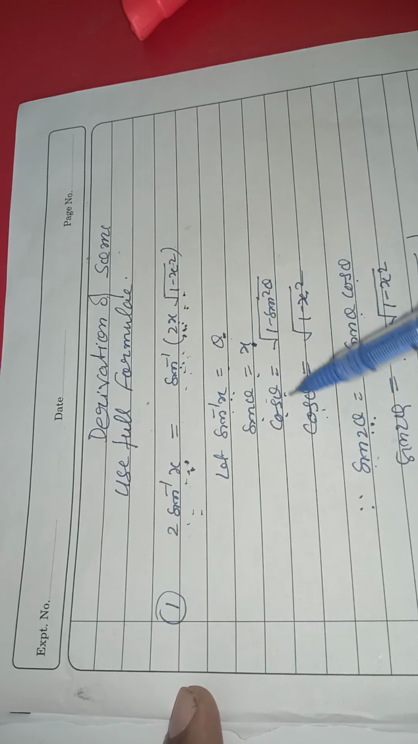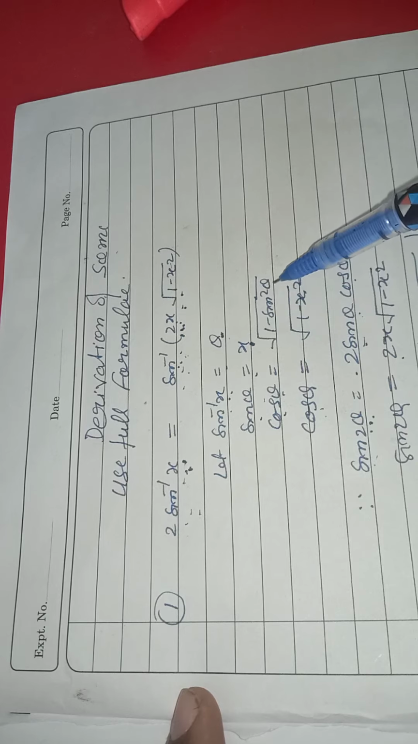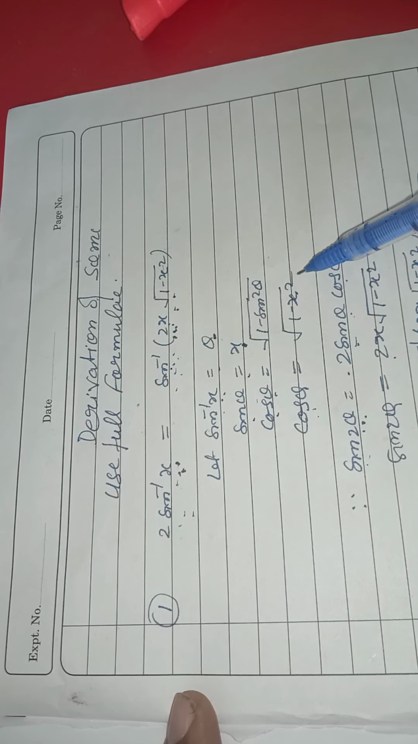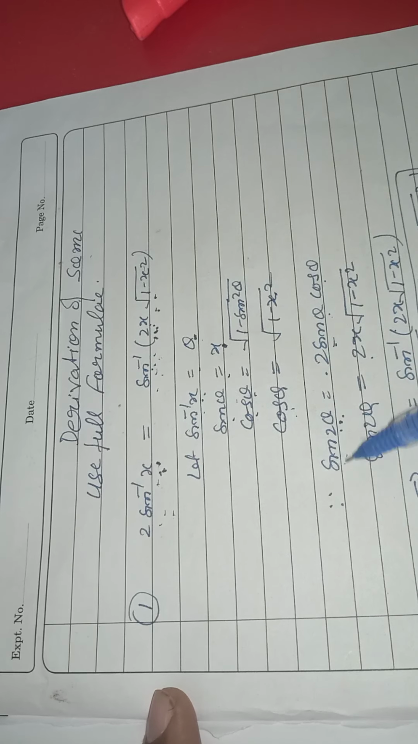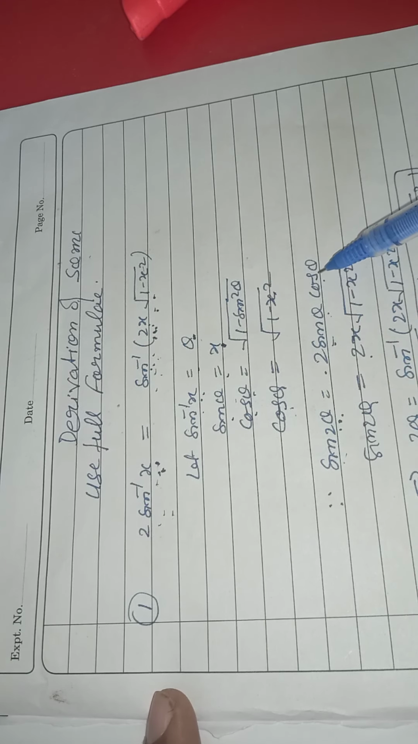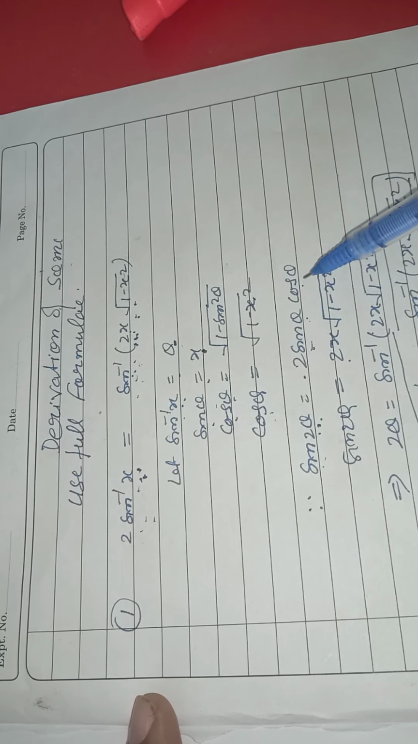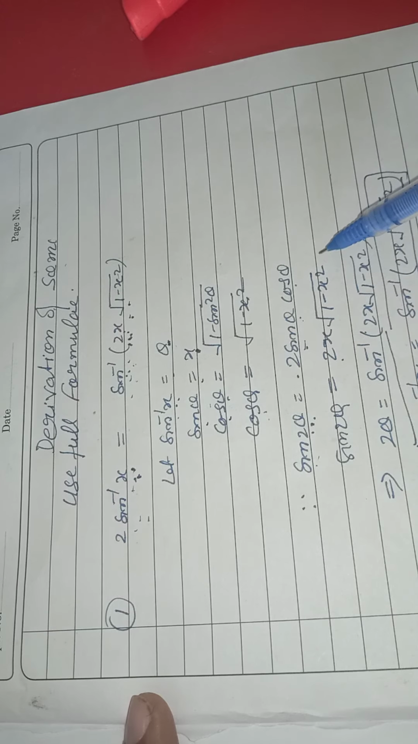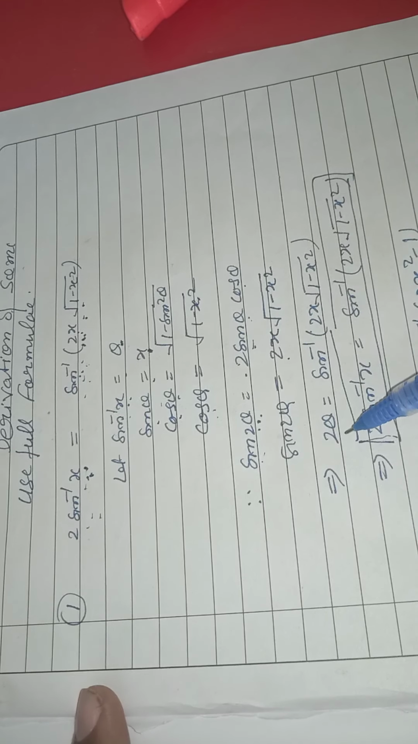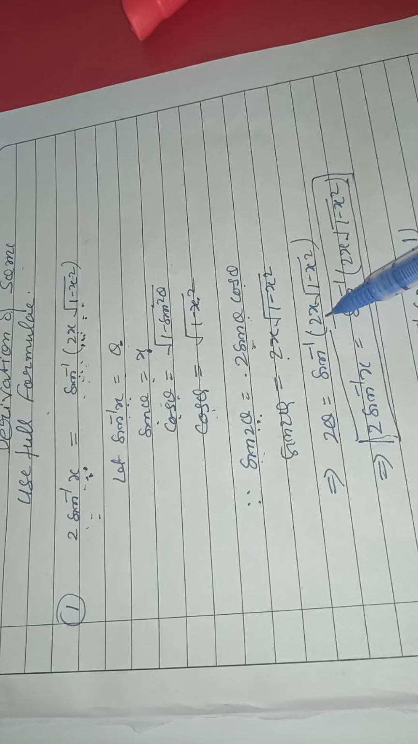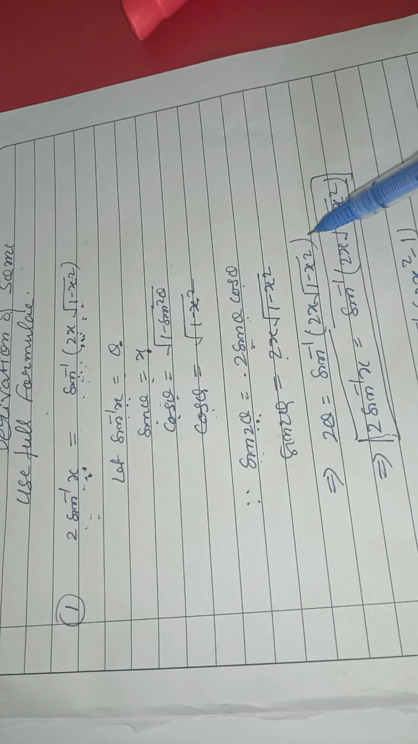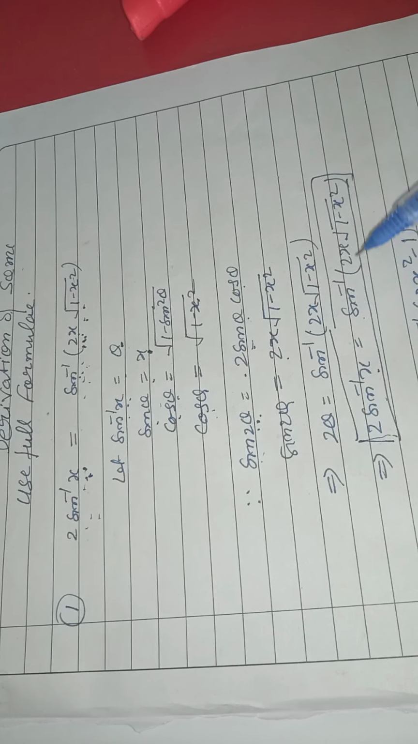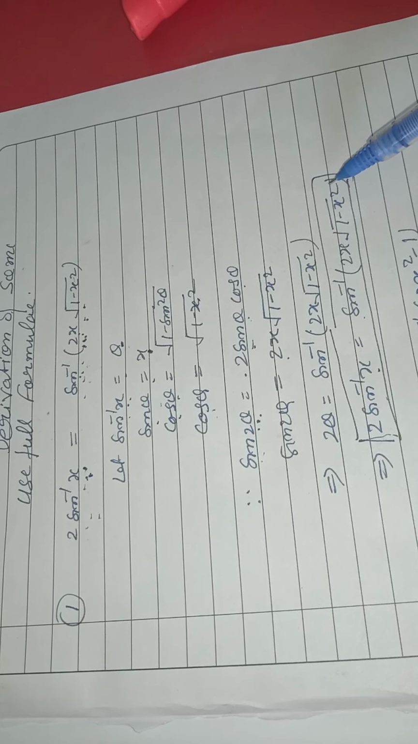We know that cos theta is equal to under root 1 minus sin square theta. Therefore cos theta is equal to under root 1 minus x square, and we also know that sin 2 theta is equal to 2 sin theta cos theta. By putting the values of sin theta and cos theta we get sin 2 theta is equal to 2x under root 1 minus x square, and this will be written as 2 theta is equal to sin inverse 2x under root 1 minus x square. By putting the value of theta we get 2 sin inverse x is equal to sin inverse 2x under root 1 minus x square.